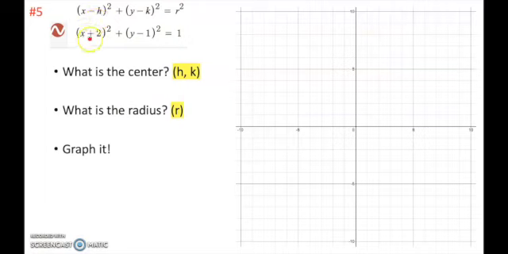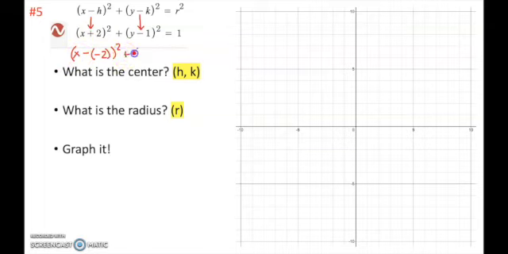Example number 5. We have x plus 2 squared plus y minus 1 squared is equal to 1. So in this situation, right here, we do have our minus sign. But over here, this minus becomes a plus. So we're going to have to rewrite it to make it look like this equation up top. So how can we rewrite x plus 2 squared to have x minus something squared? Well, let's see. X minus what squared is equal to x plus 2 squared? Now, if you guessed x minus negative 2, you're absolutely correct. X minus negative 2 is x plus 2.